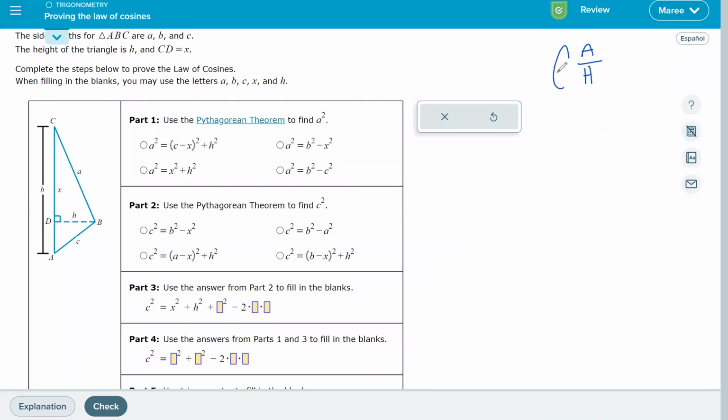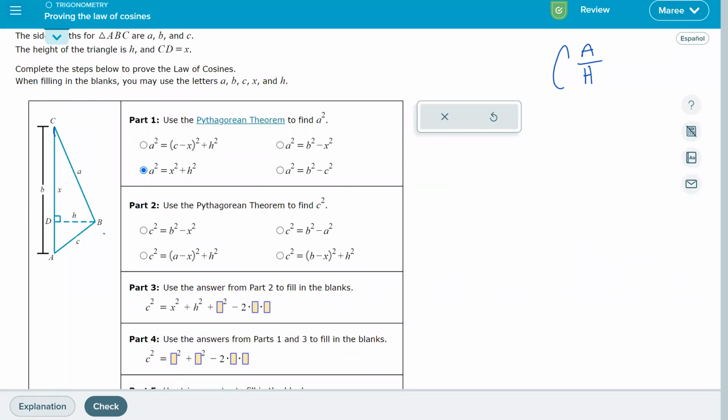Part 1, we want to use the Pythagorean theorem to find little a squared. Here's my little a. If we attach it to this little triangle, it's going to be x squared plus h squared. We want x squared plus h squared, which is right there.